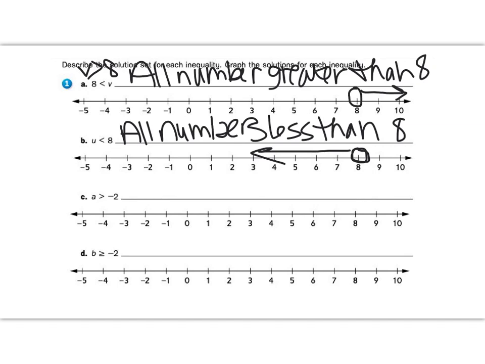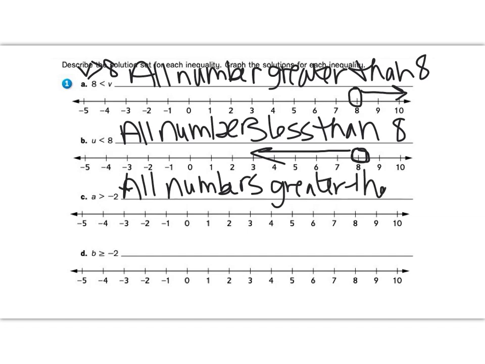The next one says a is greater than negative 2. So I would write all numbers greater than negative 2. So I would put an open circle on negative 2, and greater than means all the numbers bigger than negative 2. So I would draw an arrow to the right.